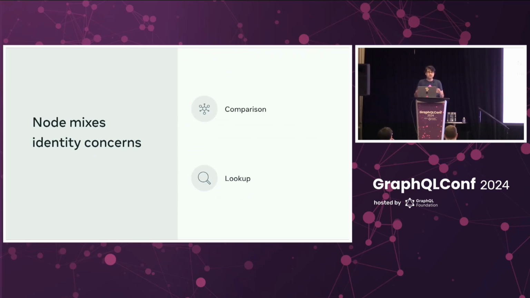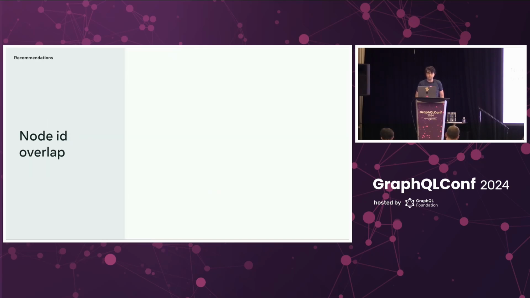But another aspect of Node is that it really mixes up two different concerns, right? We said that we care about comparison, we care about knowing whether it's the same object, and we also care about lookup. We care about being able to recall the same thing. And Node tries to do both, and I'd argue it doesn't quite do it that well, or it doesn't give you a great description of how to do that well.